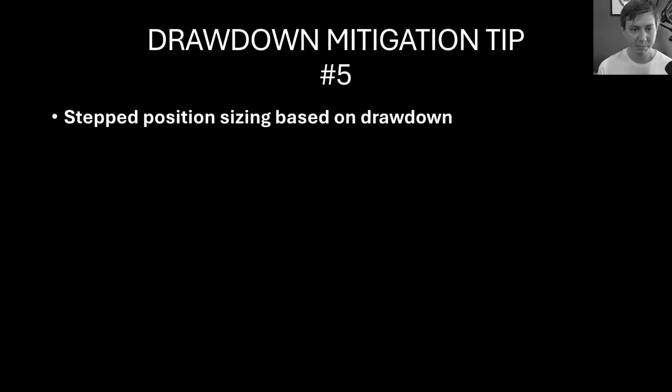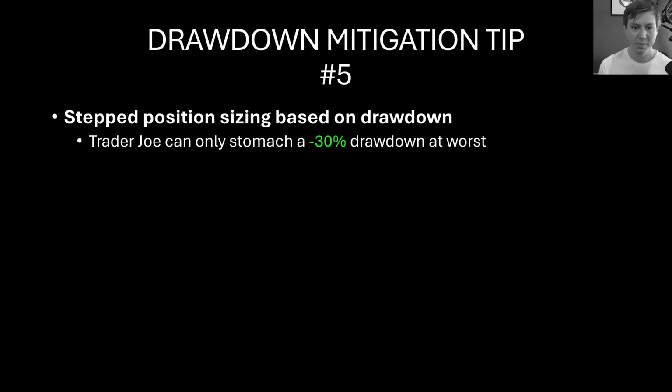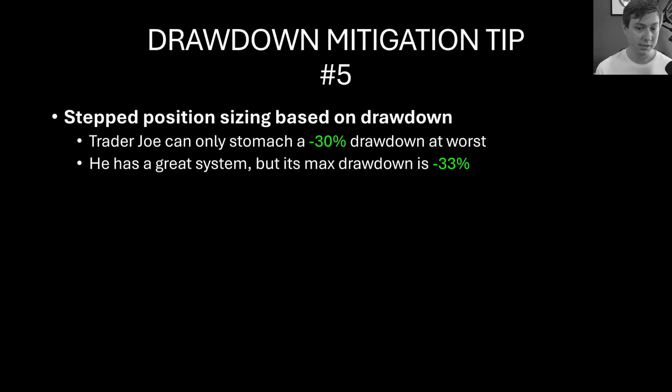Let's look at tip number 5. This is stepped position sizing based on drawdown. So this is similar to tip number 4, but I'll break down an example. Let's say Trader Joe can only stomach a 30% drawdown at worst. So his risk tolerance has increased slightly. He's more experienced at trading now. He has more confidence. He can handle 30%. He has a great system. It has a 30+% rate of return per year, and he's looking to get rich off this system over time. But its max drawdown is 33%, which is beyond what he can tolerate.